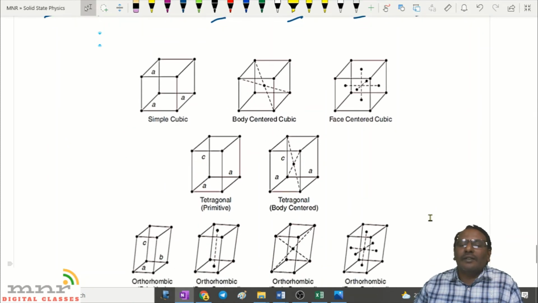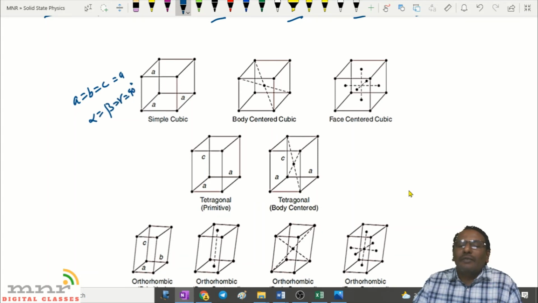Now let us observe the diagram. We have different crystal structures. For a cubic crystal, a = b = c. Let us take this as a. Alpha = beta = gamma, and this is equal to 90 degrees. We have 3 space lattices, Bravais lattices, possible: primitive or simple, body centered, and face centered.